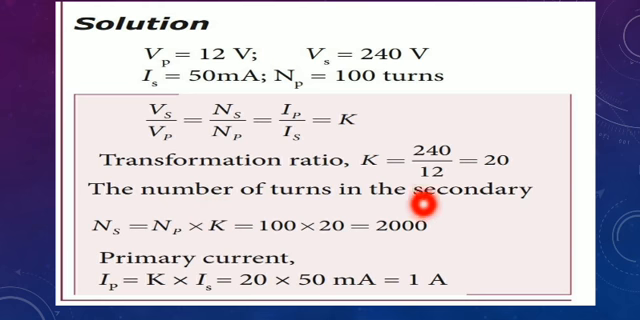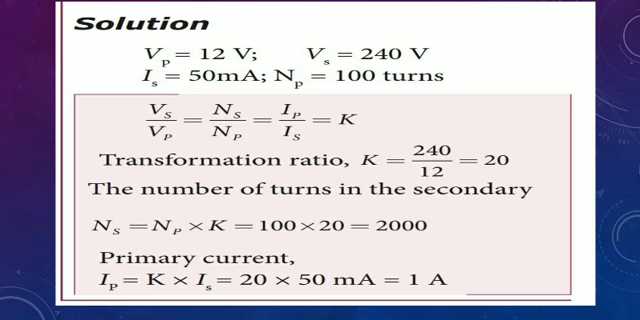The number of turns in the secondary coil, how to calculate? It is very easy. From this, Ns divided by Np is equal to K. To calculate the secondary coil, Ns equals Np into K, because Np is given. So what is Np? 100 into K, 20, therefore 2000. The number of turns in the secondary coil is 2000.